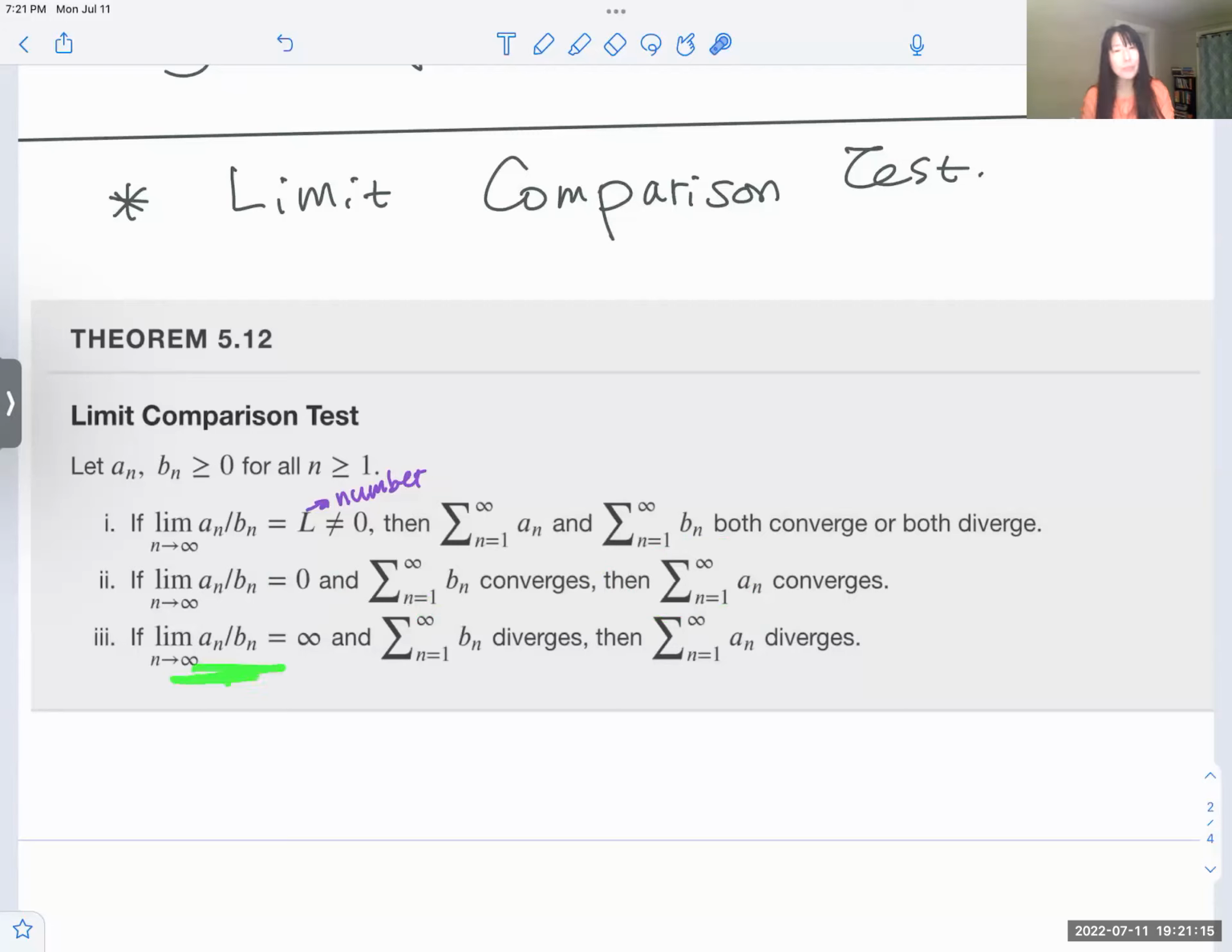This one, if we get positive infinity, then the series of B sub n diverges, then the series of A sub n diverges. Okay, so there are 3 types: one is a number, one is 0, one is infinity. It's hard to remember, right? So I think you don't have to remember, just know how to apply. But other series we must remember, right?